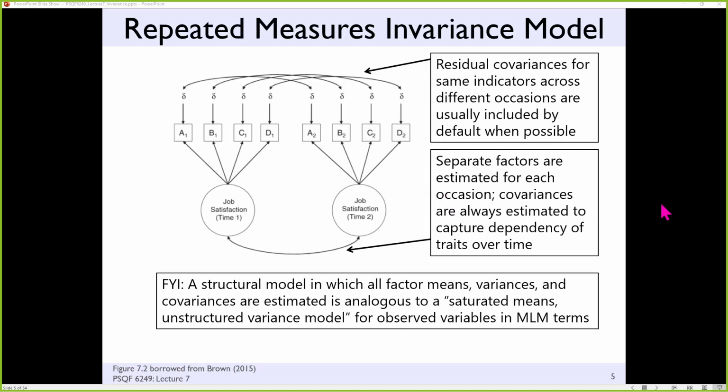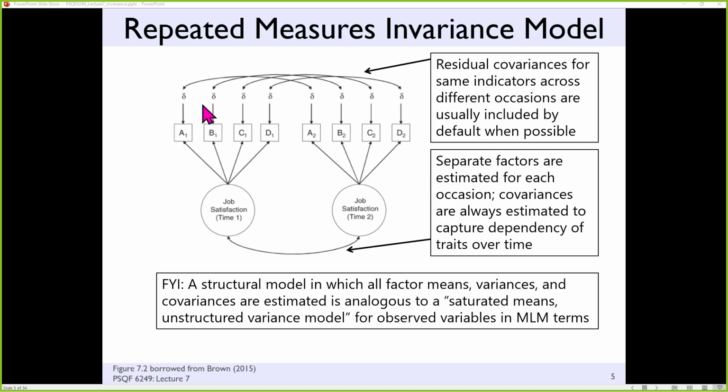So this is an example from your textbook where we have job satisfaction measured at time 1 and at time 2 by 4 indicators at each occasion. They are in the same model because we have a covariance estimated between what your factor score would be at time 1 and what your factor score would be at time 2. Likewise, this part down here, what are these things? Error correlation. Yeah, residual or error correlations.